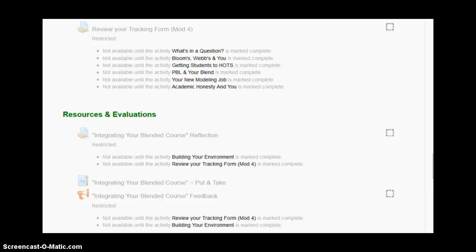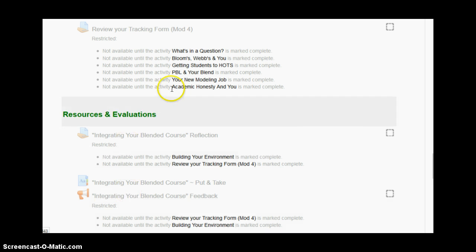Now that you've completed your study of integrating into your blended classroom as well as the collaborative activities, we finish out the module just like we do any other module. Your tracking form, please make sure that you are filling out all areas and indicating what module color is being used as you move forward. Then your course reflection. The put and take if you have anything interesting you'd like to share, and then of course the feedback that we need.